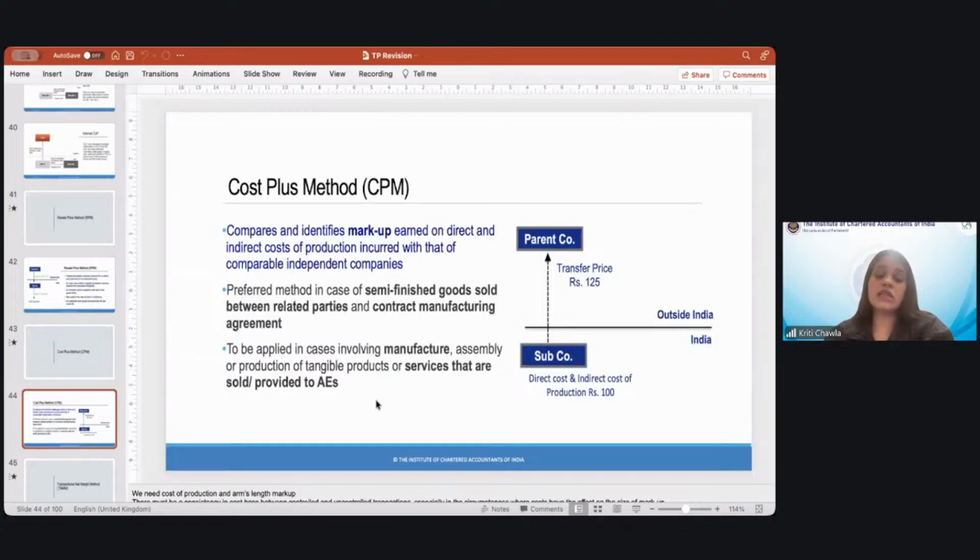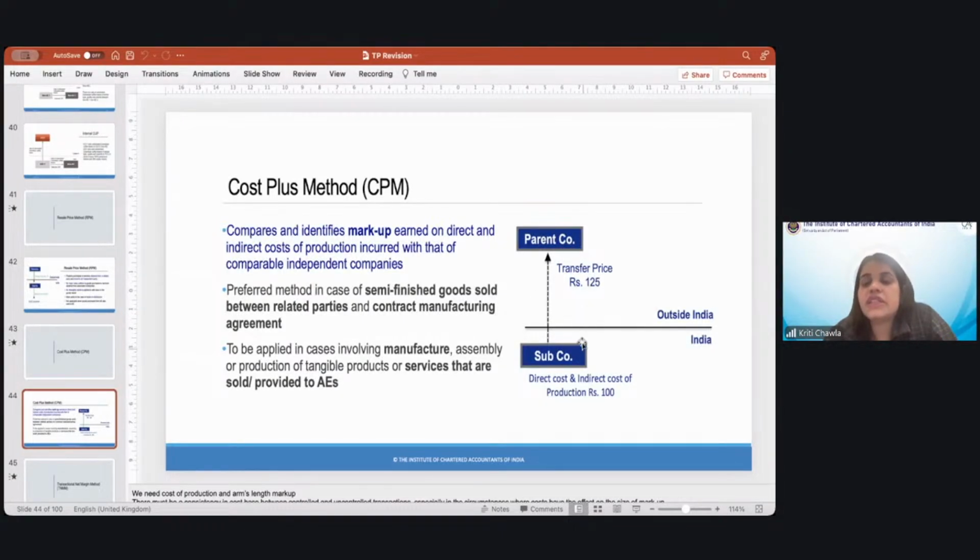Now, the next is the cost plus method, and the cost plus method is applicable for manufacturers. It is applicable for semi-finished goods between related parties. It is applicable for contract manufacturing arrangements out there. So this is where you could have a subsidiary company, and the subsidiary company is, let's say, incurring direct and indirect cost of production, and they're actually incurring a cost of production of 100 rupees, and they're selling something to the parent company for 125 rupees.